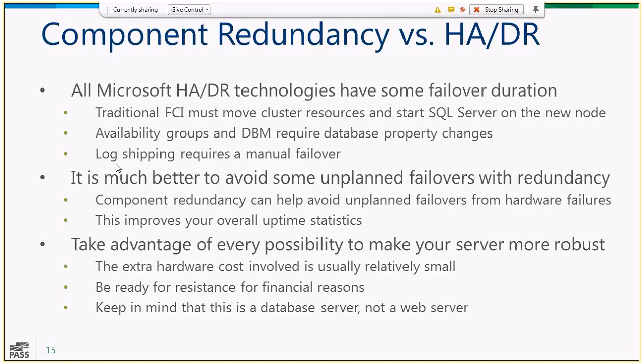And that's going to take some time, although you can use some scripts to make it quicker and somewhat automate it. So, it's a lot better to avoid as many unplanned failovers as you can by making sure that nothing happens at the component level to cause it to fail over because you lost a hard drive, for example. And again, just take advantage of everything you can to try to make your server, your database server at least, more robust.